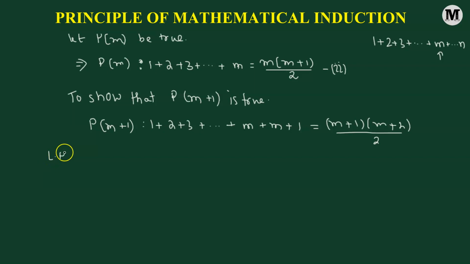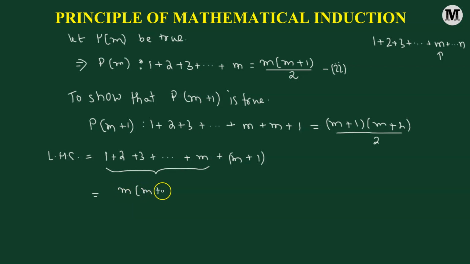We will start from the left hand side. Now the left hand side of the expression is 1 plus 2 plus 3 going all the way up to m plus 1. However, in statement number 2, we have already shown that the sum of the first m terms is m times (m plus 1) over 2, which means that we can take the first term all the way up to the second last term and replace it with m times (m plus 1) whole divided by 2, plus the last term, which is m plus 1. Now we're going to combine these two terms.